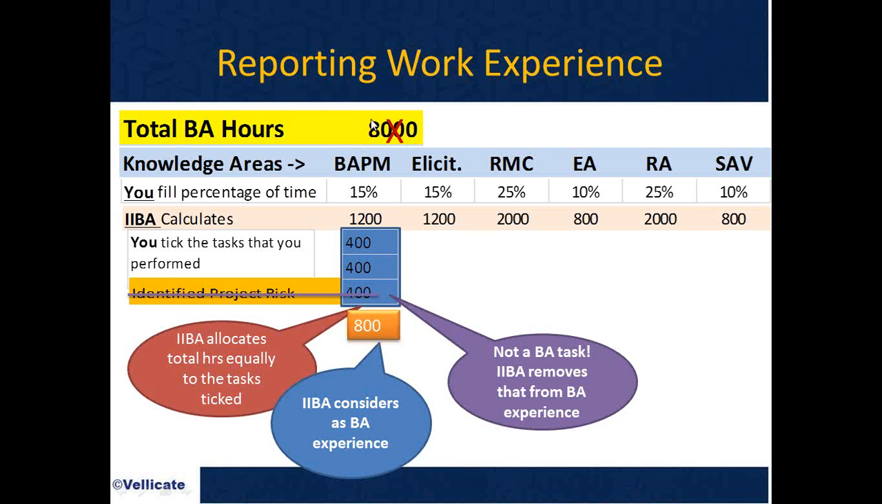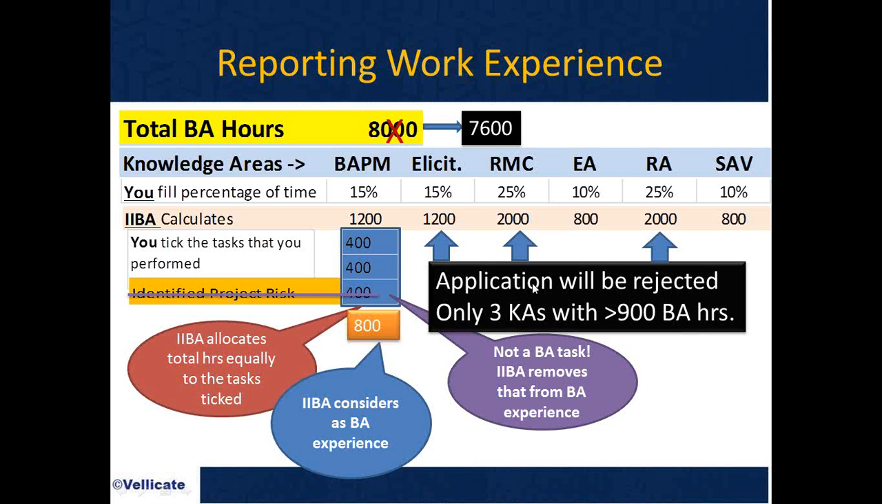And this total experience will also reduce. This 400 will also be reduced from your total hours, and your total hours will become 7,600. You are still lucky that you are more than 7,500, the requirement for CBAP. However, there is another requirement that you need 900 hours of experience in a minimum of 4 knowledge areas, and that requirement is no longer met, because you now have only 3 knowledge areas in which your experience is more than 900. Hence your application will be rejected.